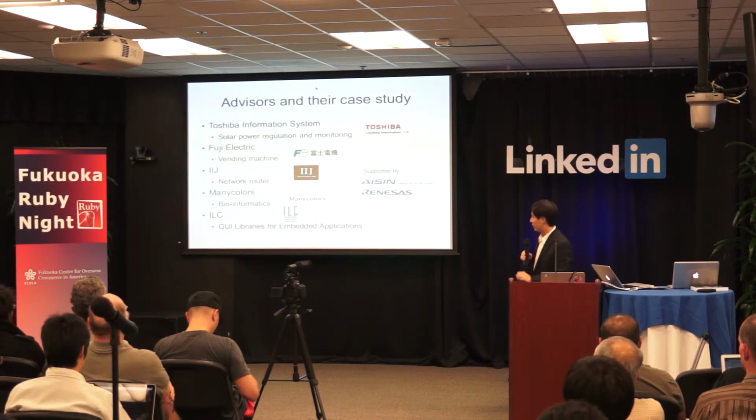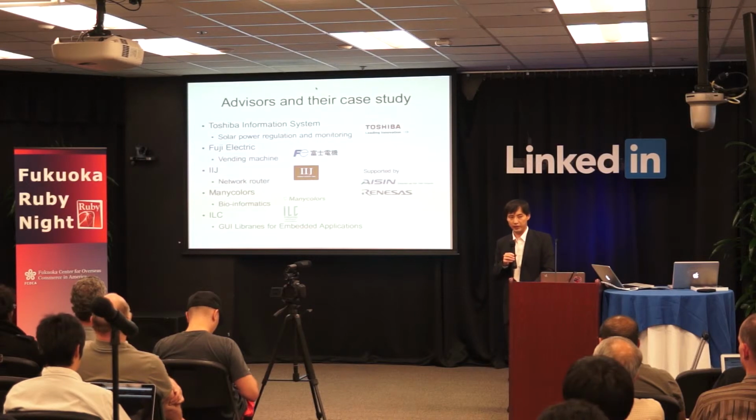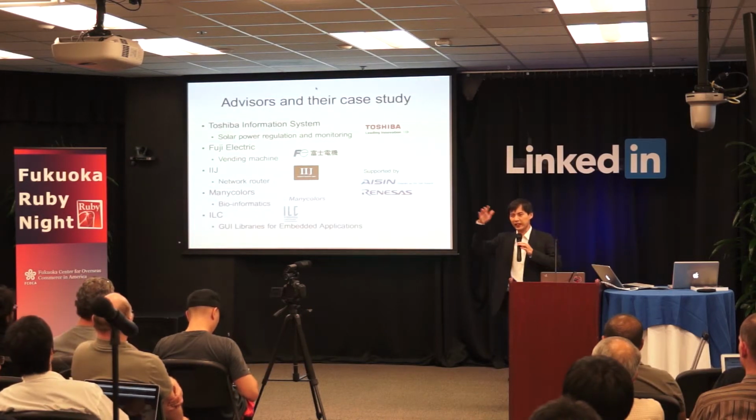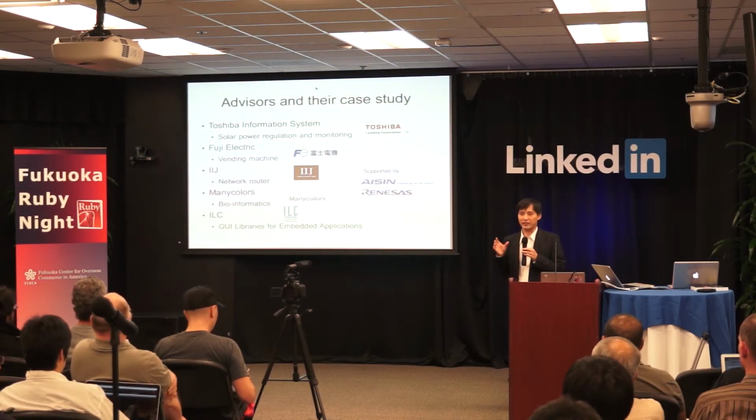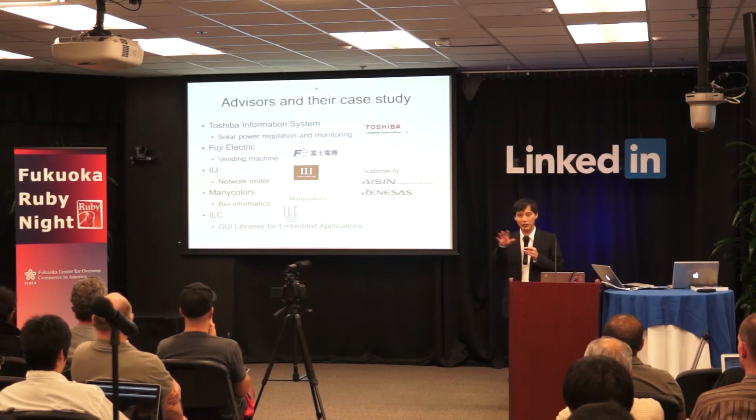Several companies are checking and testing mruby. I will introduce Fuji Electric. Fuji Electric is a vending machine company, the biggest in Japan. The vending machine itself is the exact same machine everywhere.